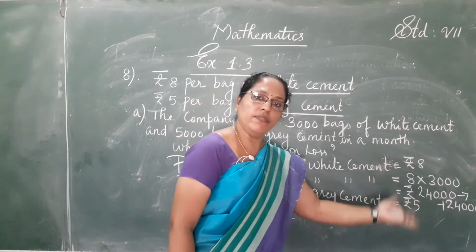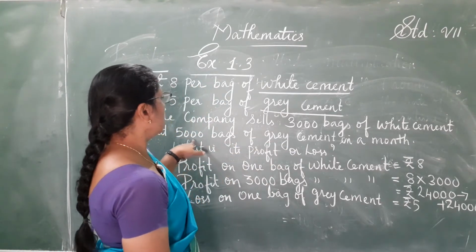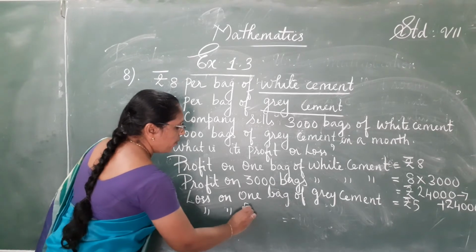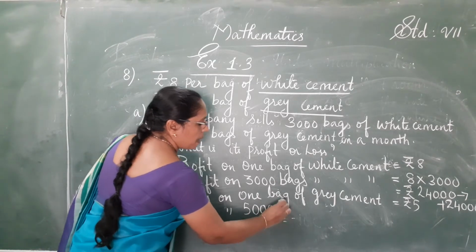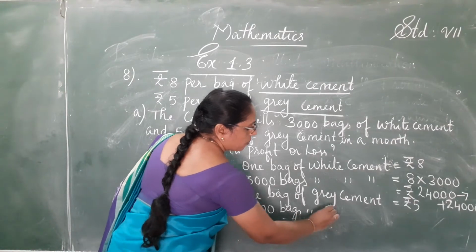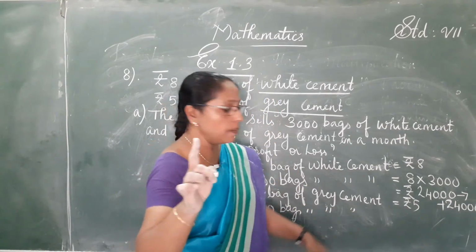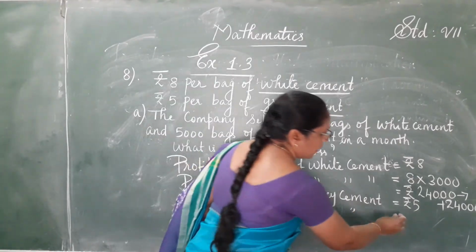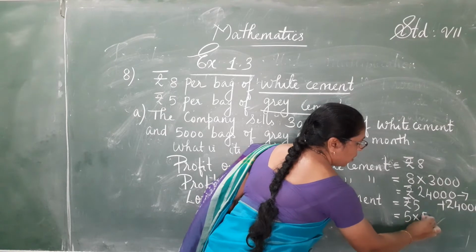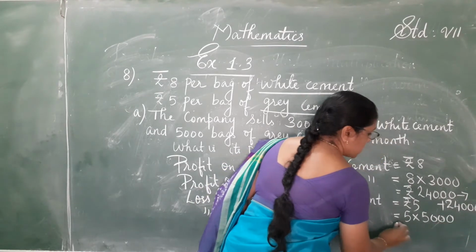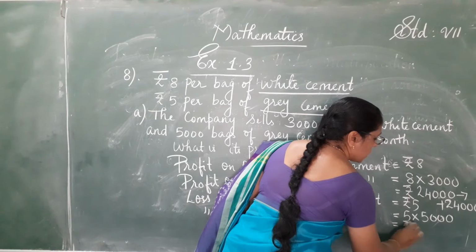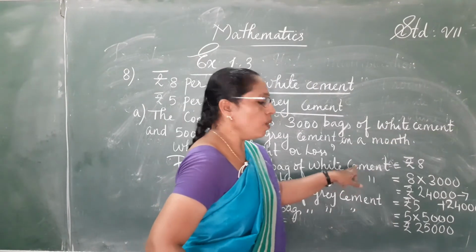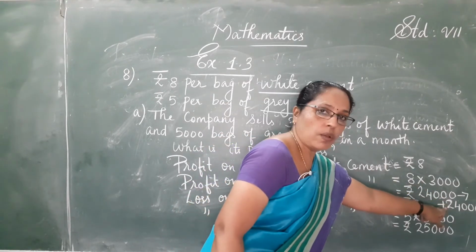That means negative 5. And how many bags does he sell? He sells 5,000 bags. So loss on 5,000 bags of grey cement. When you know for one bag rupees 5, how can you find for 5,000 bags? Yes, by multiplying 5 into 5,000, which is equal to rupees 25,000. So by selling white cement, 24,000 profit.